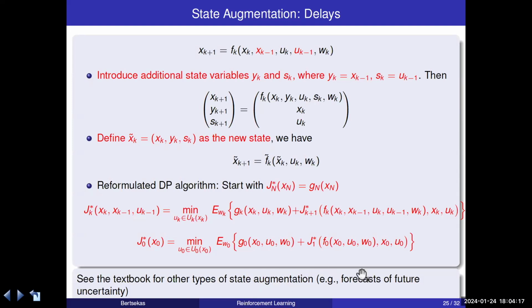So there are many examples. You can look at all of this. The general idea to keep in mind is that state augmentation is a very powerful and general reformulation tool, but it also results in dynamic programming algorithms that can be very, very costly because of the increase in size of the state.